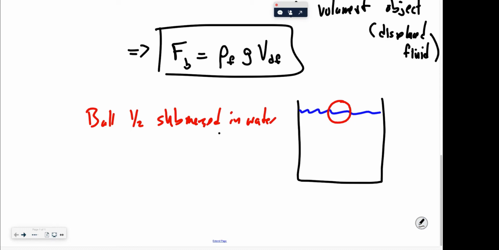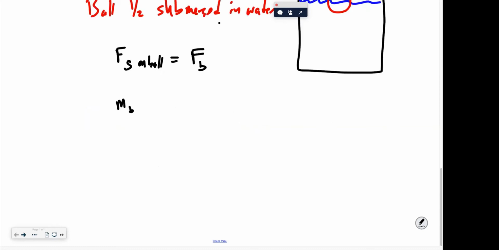Let me go back to black. So we know that the force of gravity on the ball must be equal to the buoyant force that the ball is experiencing. Otherwise, it would rise or fall. So the force of gravity on the ball is the mass of the ball times g. The buoyant force is rho f times g times the volume of the displaced fluid.